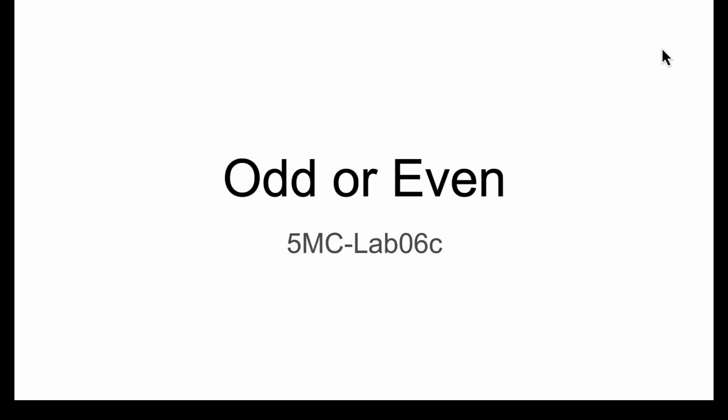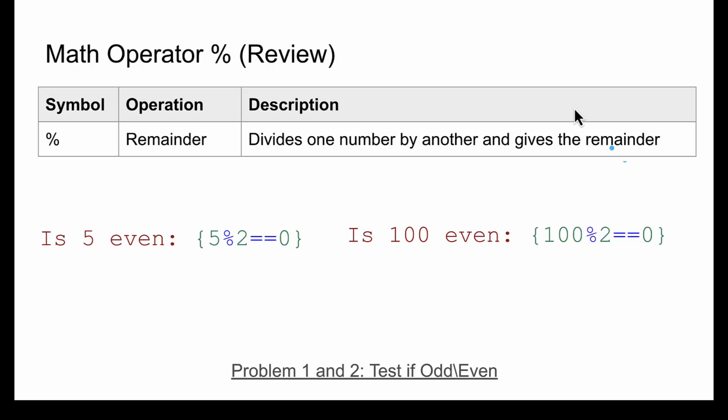In this lab, we're going to take a look to see if numbers are odd or even, and this is for 5-minute code lab 6C. If we recall from the math operators, we have the percent symbol, which is going to calculate what the remainder is. Now, in this particular instance, what we're doing is establishing whether the value is going to yield a true or false.